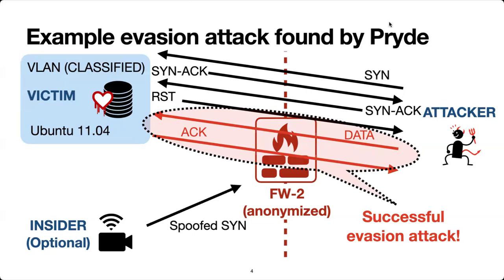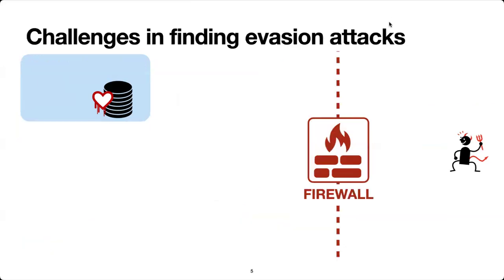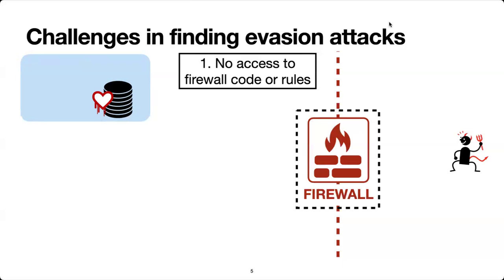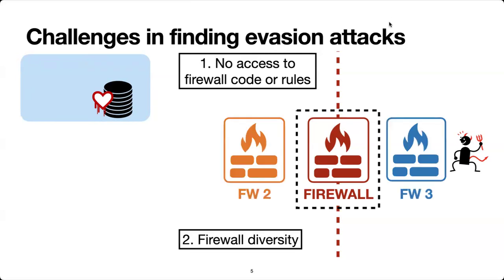So now that I've shown you what an evasion attack looks like, let me tell you why it's challenging to find these attacks. So the first reason is that of black box access. So the attacker has no access to the firewall's code base or what rules the operator might have configured in the firewall. Secondly, there's a vast variety of firewalls that are present out on the marketplace. And obviously, finding an evasion attack depends on the exact logic that the firewall is using to process the TCP packets that are sent towards it.